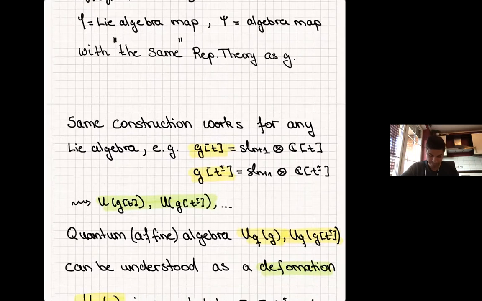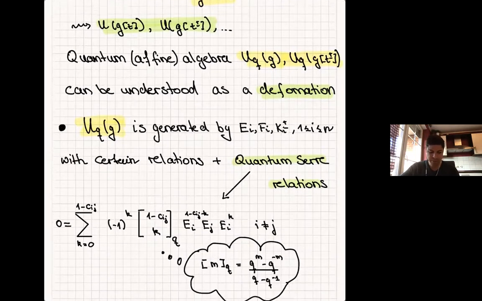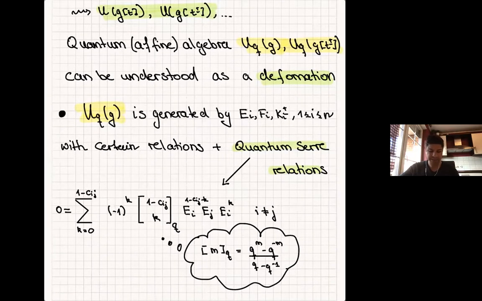So for example, if you look at the classical one, so this uq of g, it's generated by ei's, fi's, and ki plus minus, so i between 1 and n, and certain relations, and the important ones, which do not show up, for example, for SL2, are the quantum Serre relations.